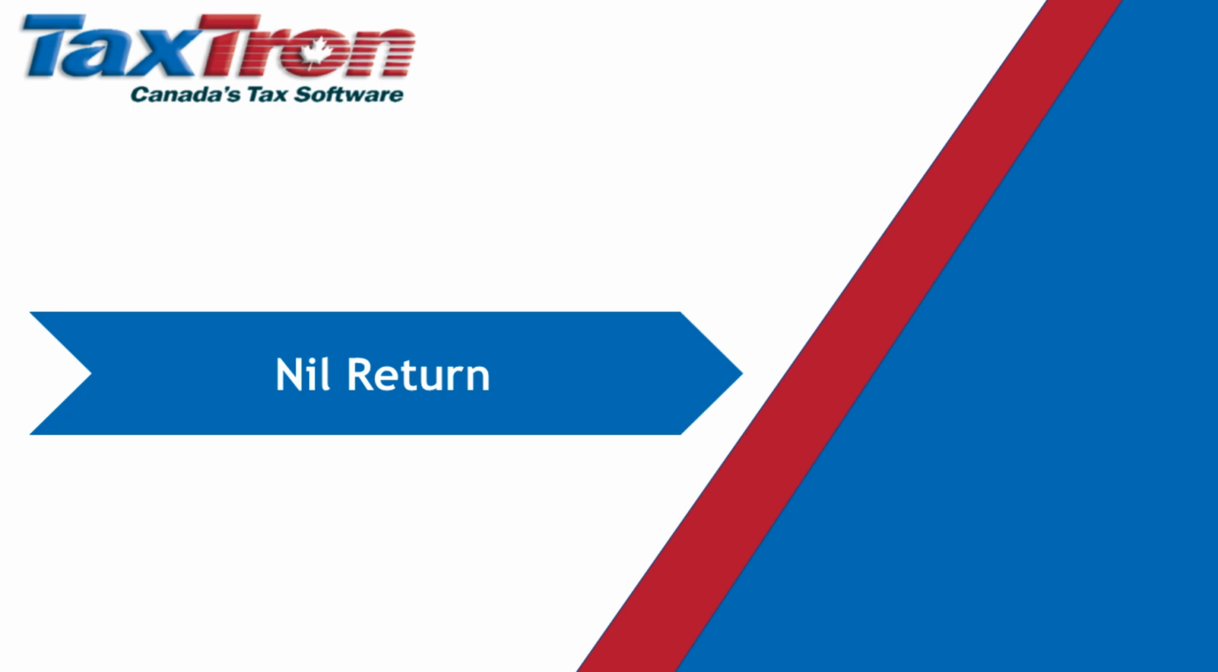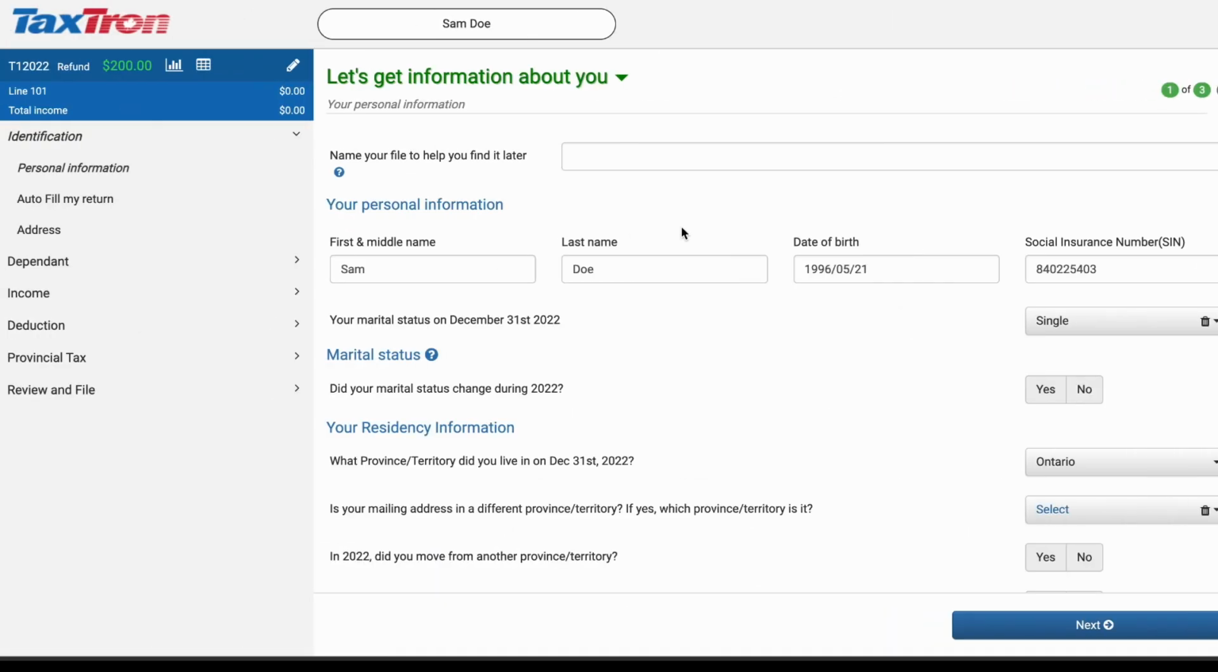In this video we will be going over how to prepare a simple or nil return. A simple or nil return refers to a tax return filed by a taxpayer who has no income or employment amounts to report. Start off by completing the personal information and address pages under the identification heading.